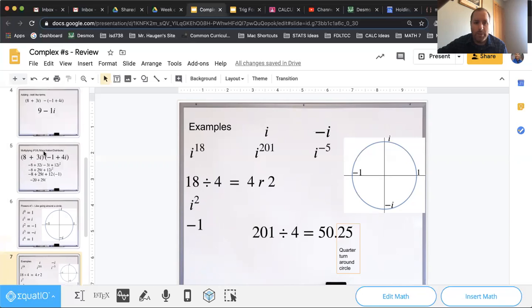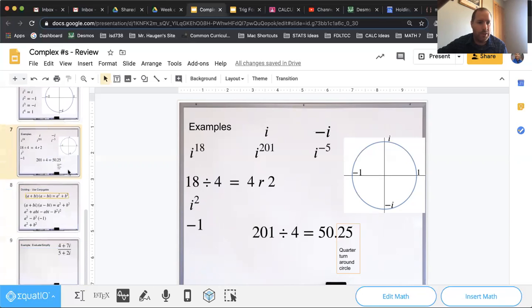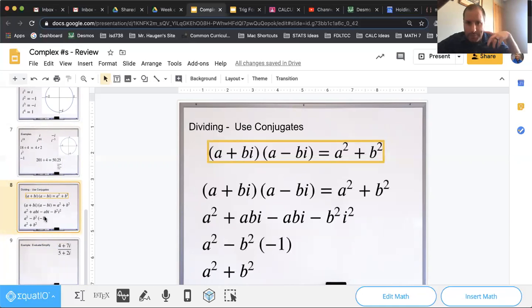Then that's multiplying powers. The last item we're going to go over today is how we divide things. A reminder: we have to use conjugates when we're dividing complex numbers. And actually there's a second way we can do that, which we go over in the next lesson as well.